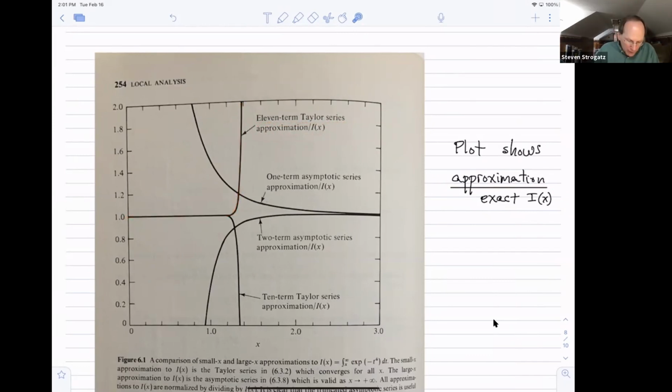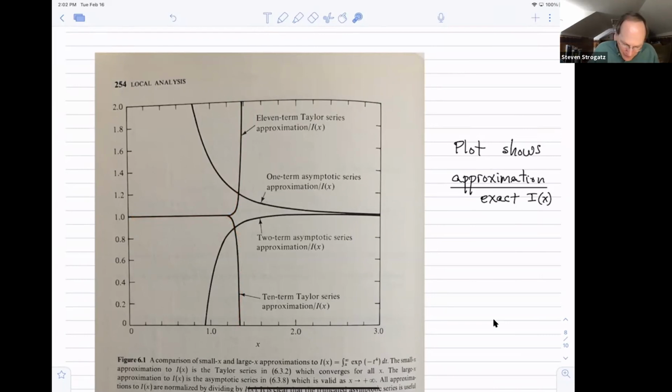So notice it's very close to 1 for small x. It's doing great. But after all, you're taking 11 terms. And then as soon as you get a little bit larger than 1, it starts getting terrible. Or if you take 10 terms, it's pretty good. But again, it rapidly gets terrible once x gets substantially greater than 1.